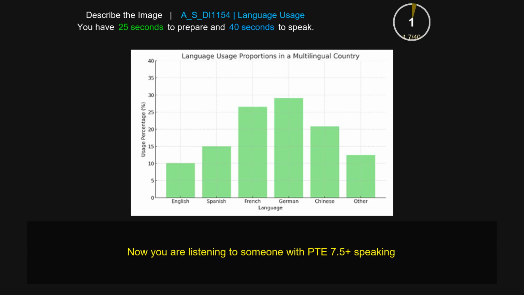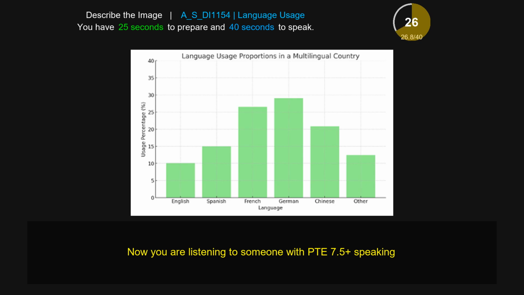This is a bar graph which explains about the language use and proportion in a multilingual country. It has different countries towards the right hand side, which is English, Spanish, French, German, Chinese, and other. Towards the left axis, it has a usage percentage which starts with 0 to 40%. What we can see here is that Germany and French is the one which is about 25%. And the other interesting thing is that other and English is the least dominated one.